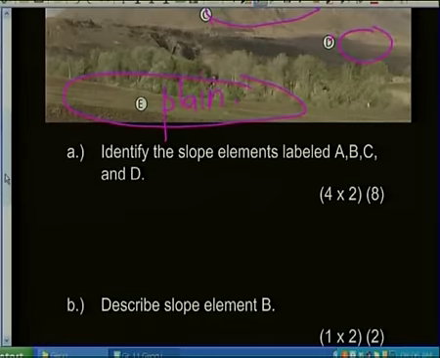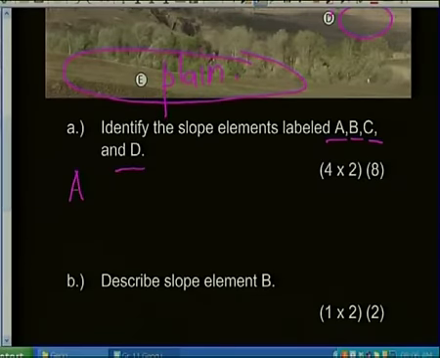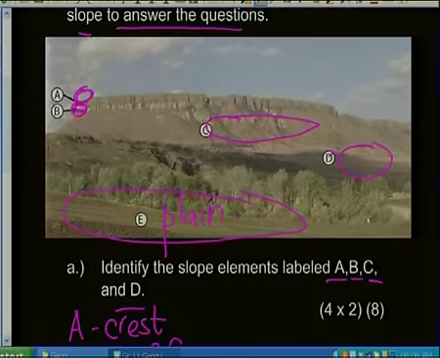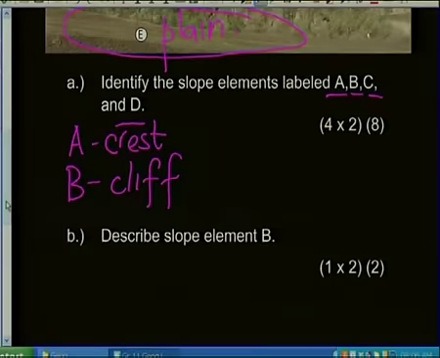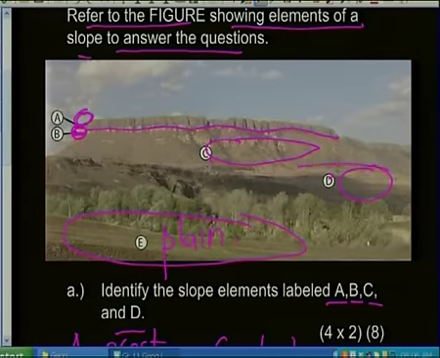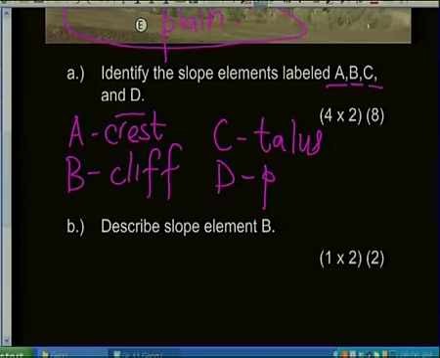The first question: identify the slope elements labeled A, B, C, and D. As we've correctly indicated, A is your crest, B is your cliff. Let's go back. There's B, which refers to this entire section here, which is at 90 degrees. C is obviously your talus. Note the talus slope follows from your cliff slope. And D, all the accumulated eroded material, is your pediment.